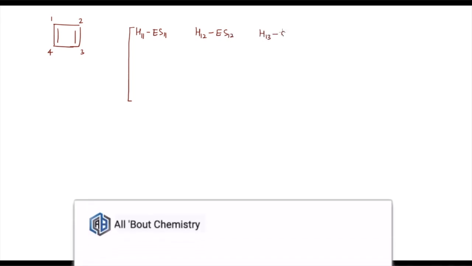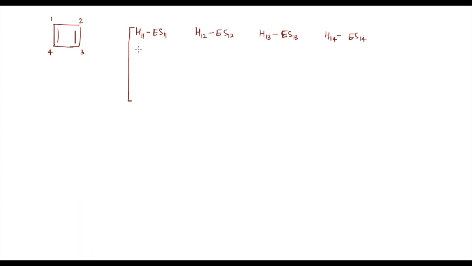Alright. So when we talk about cyclobutadiene, it will look something like this. Let me label the carbons, so it will be 1, 2, 3 and 4. That is how it is going to be labeled. And if you make the secular determinant of that, what you are going to get will be H11 minus ES11, then H12 minus ES12, then H13 minus ES13, then H14 minus ES14, and it will go on like that.